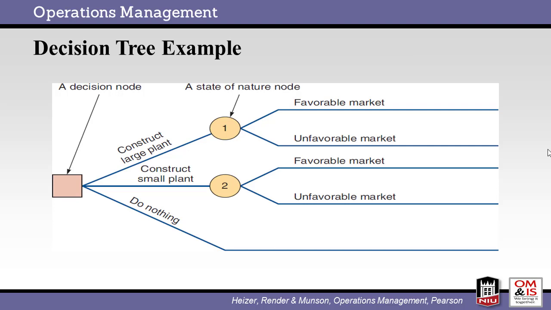Here's an example of a decision tree. The decision node on the left represents the decision as to whether to construct a new plant facility, and if so, what size will the plant be. We see three alternatives that result in three different outcomes or states of nature.